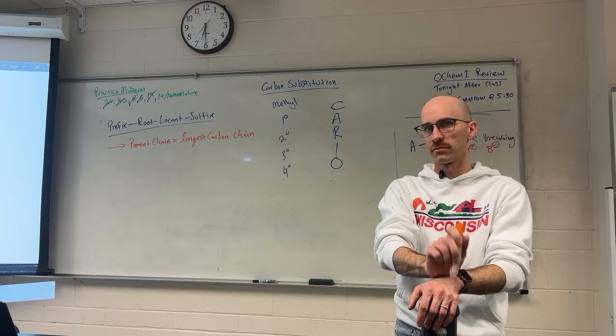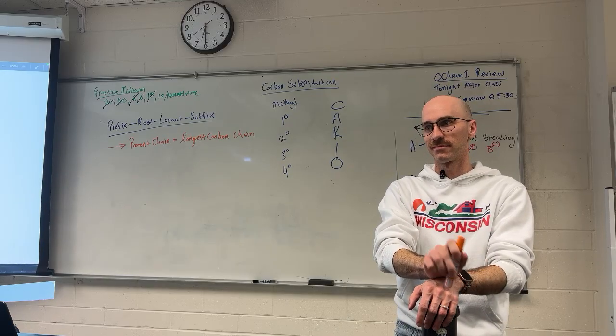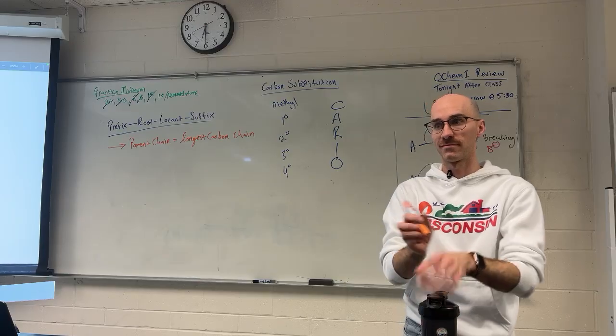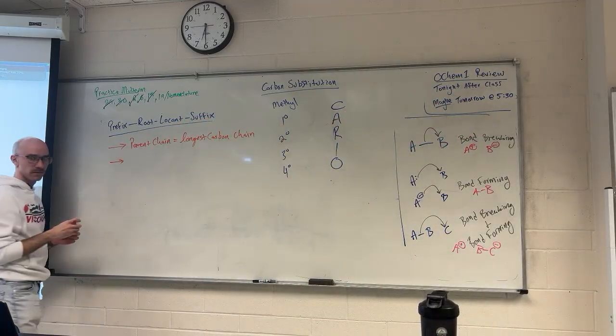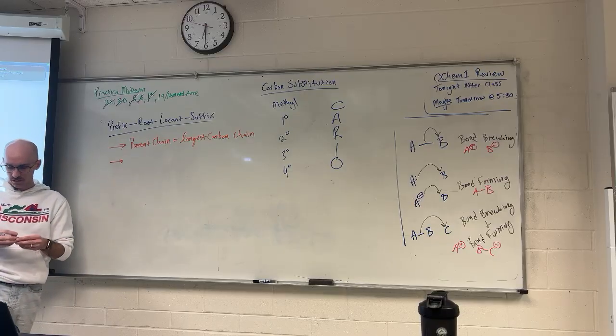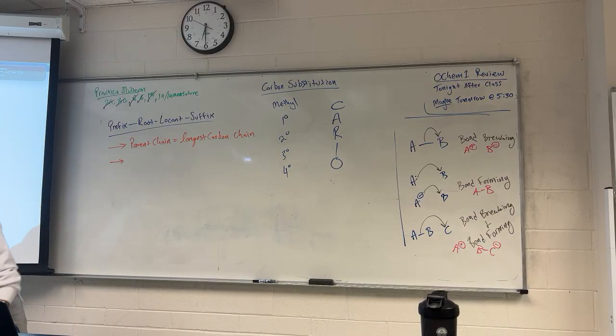What else? I like to number it. And do you number it more than one way? I just find whichever one has the lowest. So number to provide the lowest locant set. That's a good rule.